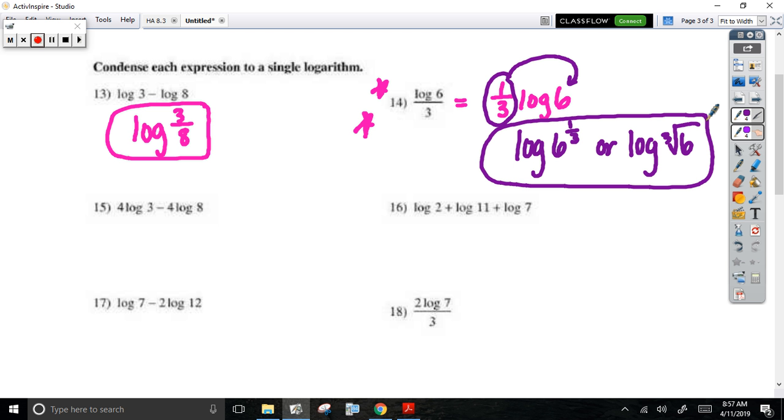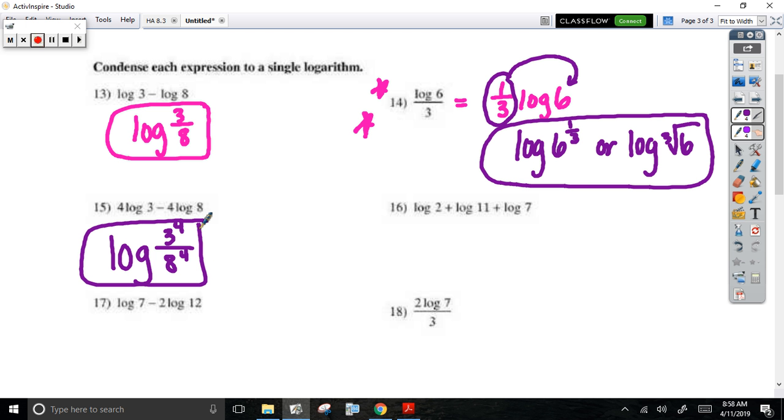15, we have our power and quotient. So we should have log of 3 to the 4th divided by log 8 to the 4th. You don't have to actually evaluate those numbers, we can just leave them.